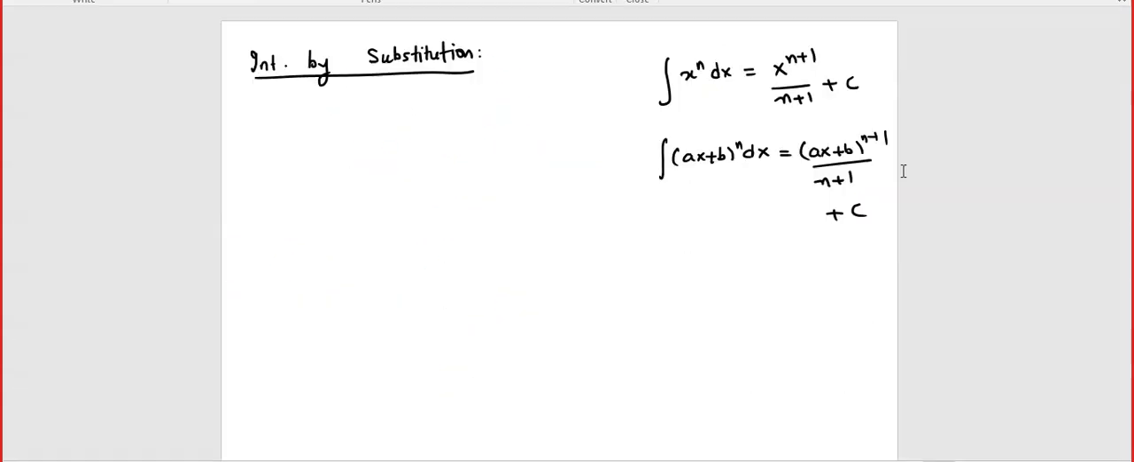So now we have this rule generalized. We have this rule for x power n dx. Now suppose we are interested to know how we get this rule. Sorry, here it should be multiplied with a as well.